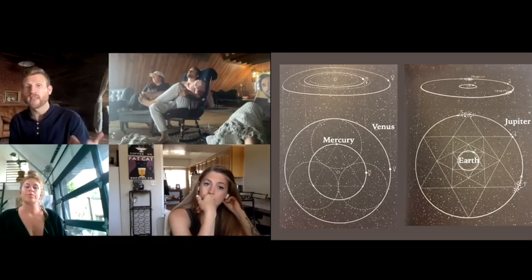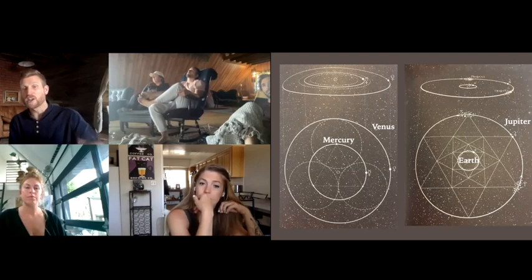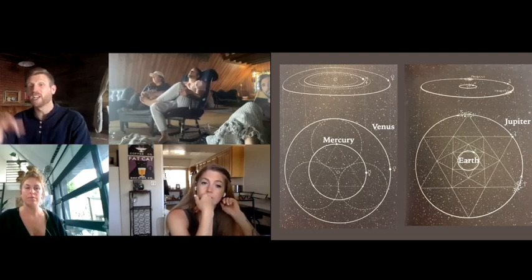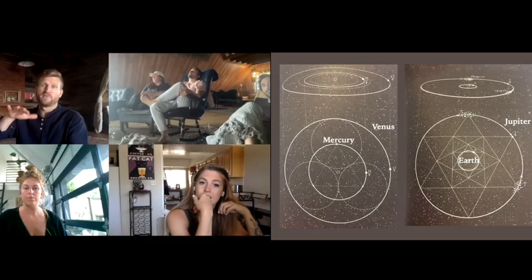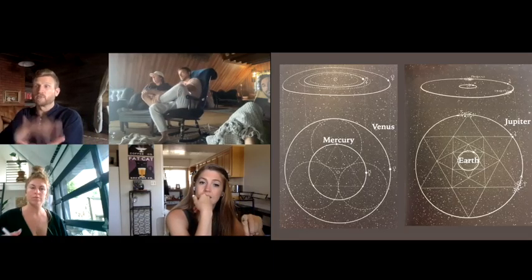Now looking at Jupiter and Earth, using our familiar Star of David, which is actually a cube, right? That Star of David is the two-dimensional expression of a cube.